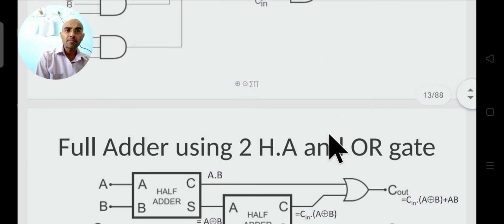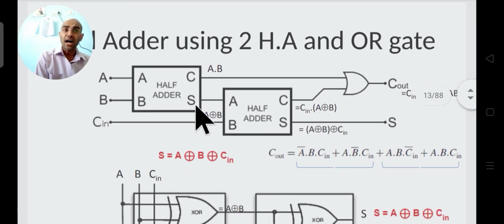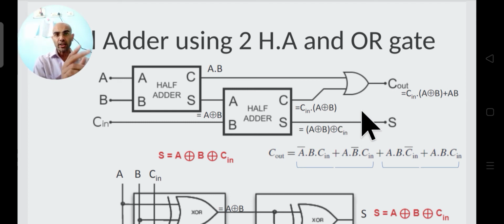Now the same circuit we can implement with the help of half adders and some other circuit. Half adders and an OR gate are basically required to implement this circuit. So we can implement the full adder with the help of half adders and an OR gate. We'll understand how here, and later on we will see how we can implement the same circuit with the help of NAND and NOR gates.